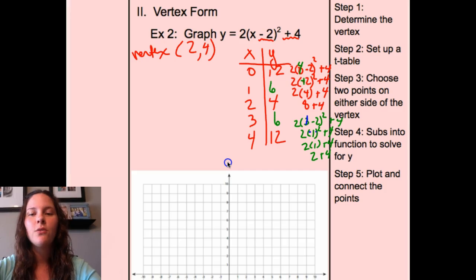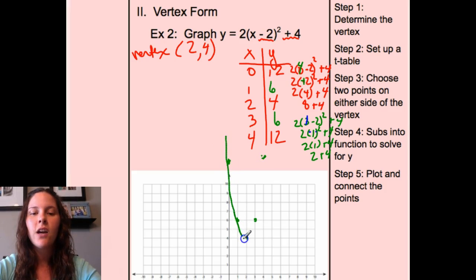So now we'll plot those coordinates. (0, 12) doesn't quite fit on the graph, so I'm just going to put it above the graph. (1, 6). My vertex at (2, 4). (3, 6), and (4, 12).